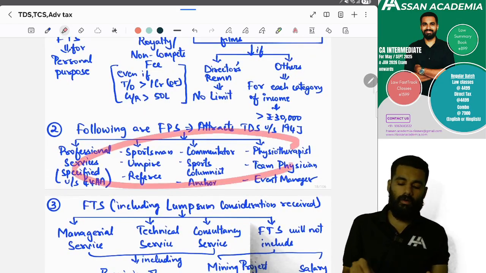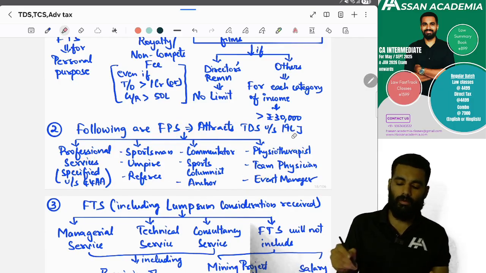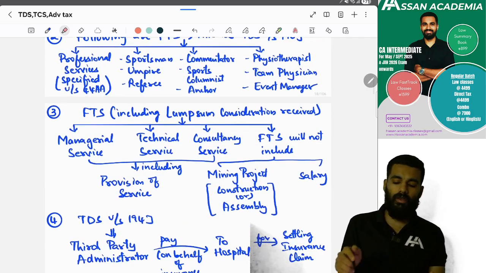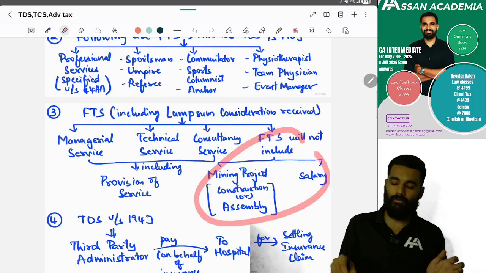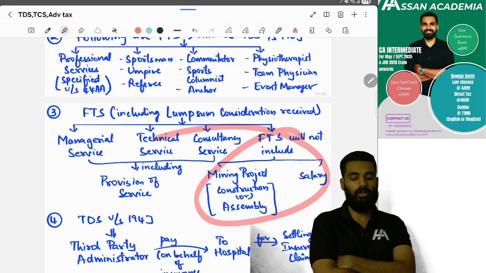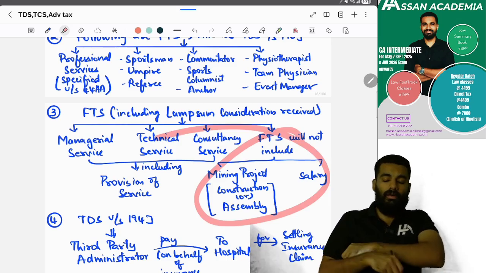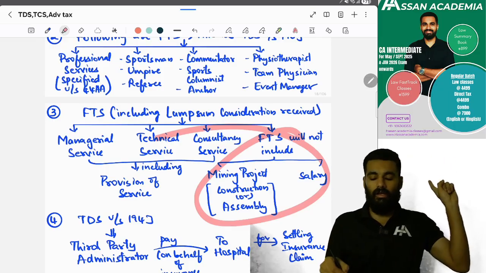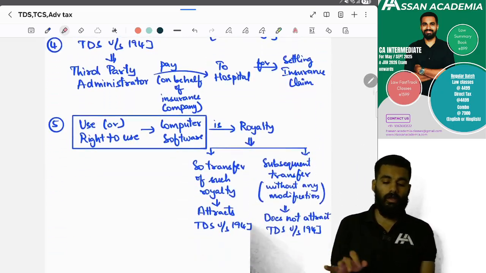Fee for professional service includes all these professionals. You can read it out. And fee for technical service includes all these. So this and all does not matter. You just have to see fee for technical service, a mining project, a construction or assembly. It will not be falling under section 194J, and also salary. It will be under section 192. So it will not be falling under 194J.